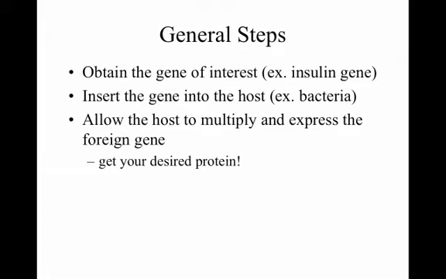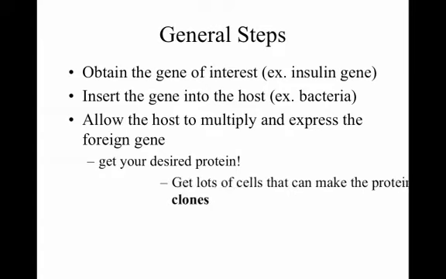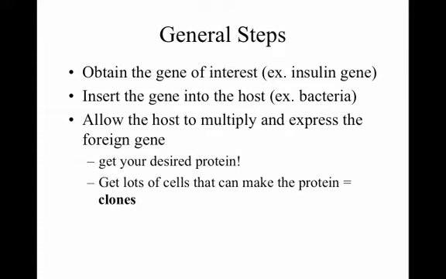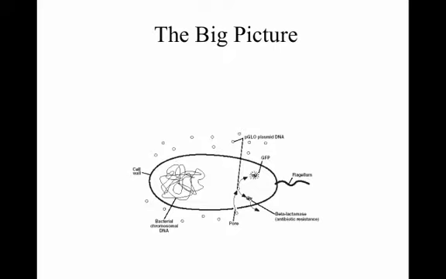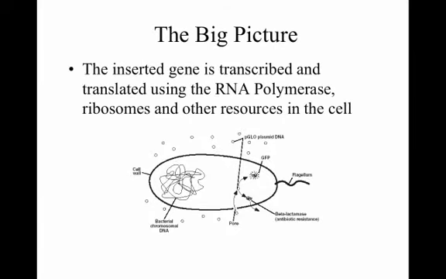So nowadays when diabetics inject themselves with insulin, it is produced through genetic engineering. It is human insulin that's been produced in bacteria. And you also get lots of cells that essentially become your protein producing factory. You get all these cells that now contain the human insulin gene and can make human insulin in bacteria. The big picture then is that we're taking the inserted gene, we transcribe it, translating it using the resources in the host cell. So the RNA polymerase, the ribosomes, all the different building blocks. And so we're going to talk about how we do that today.